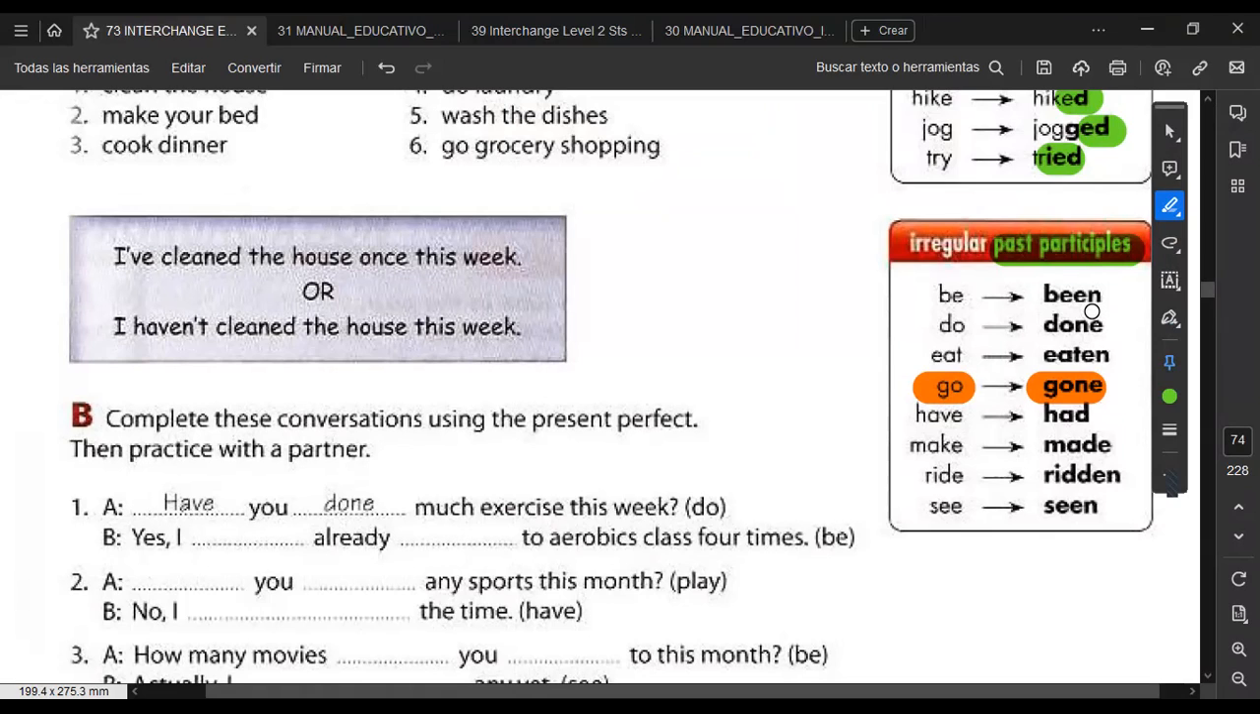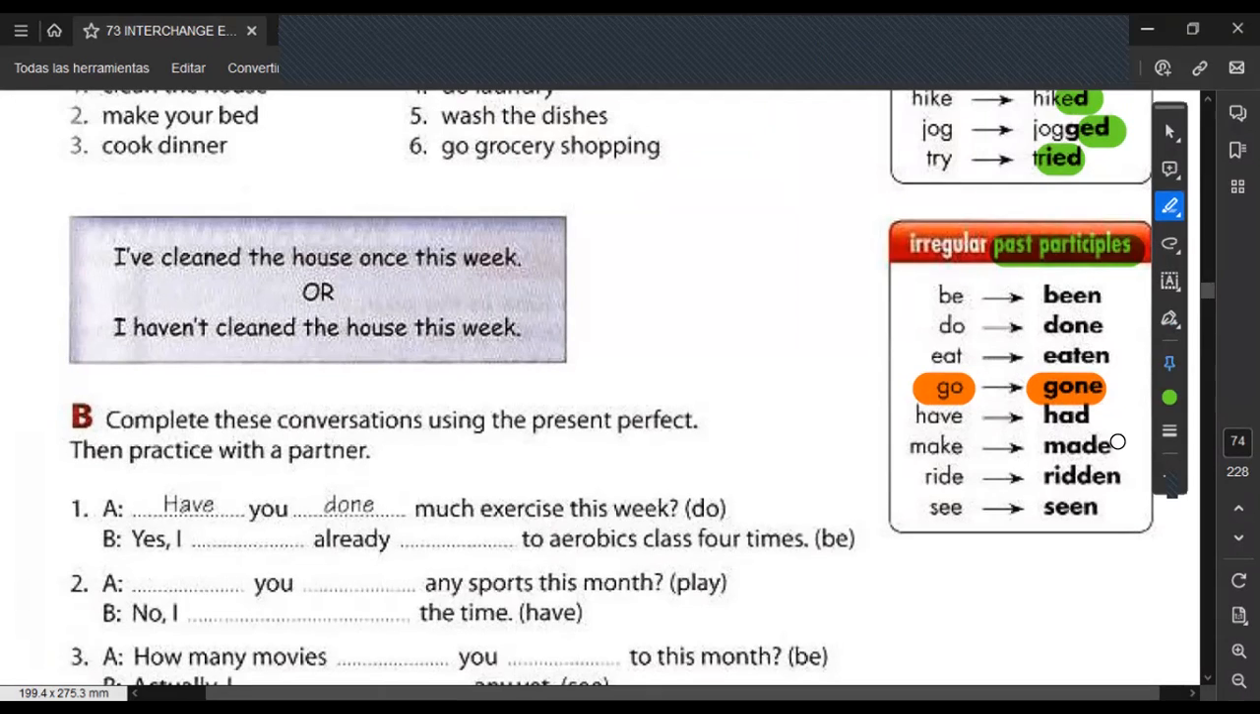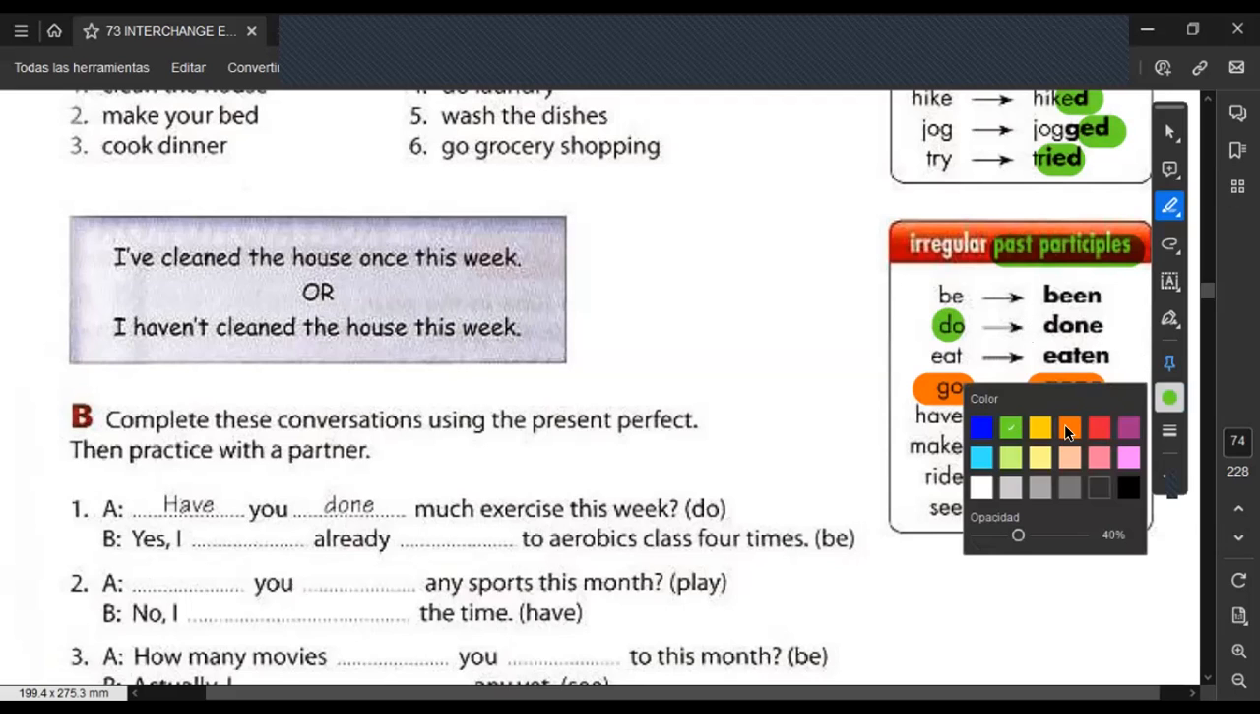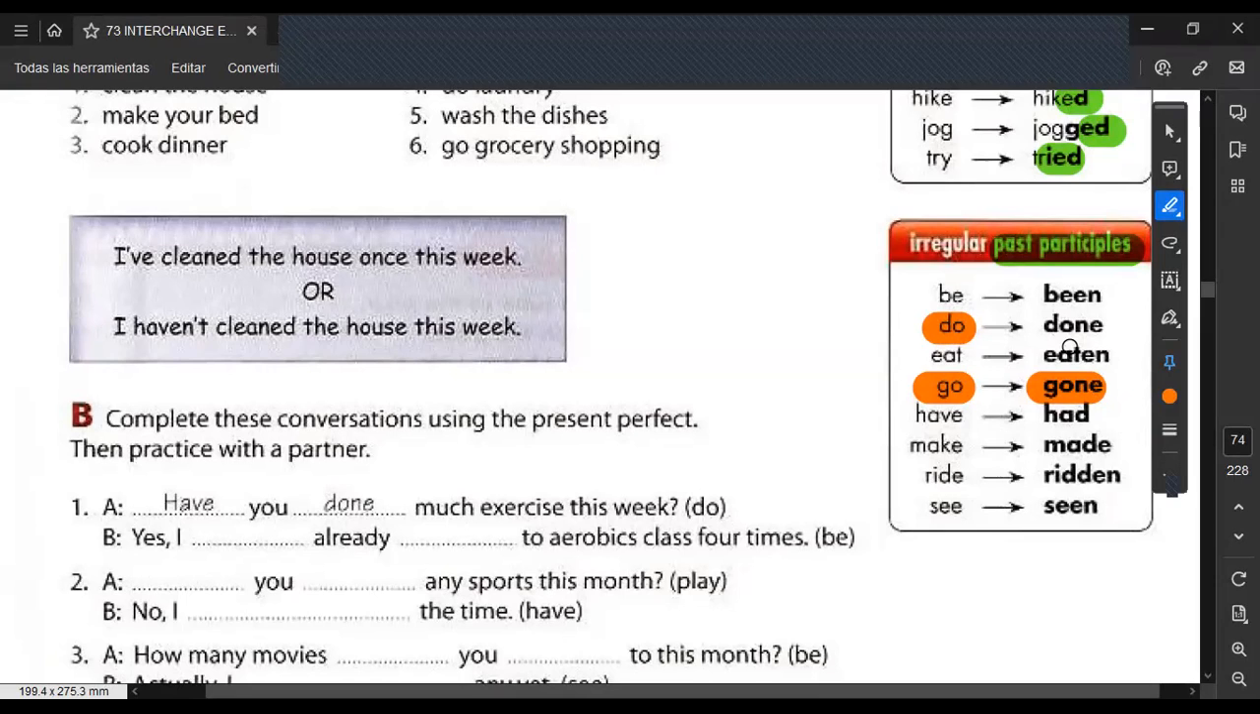Estos pasados participios, o sea, la tercera columna del listado, siempre en español van a terminar en ado o en ido. Por ejemplo, tenemos hacer. Este sería hecho, ¿verdad? Yo he hecho. Entonces, yo hago, por ejemplo, I do my homework. Yo hago mi tarea. I did my homework. Yo hice mi tarea. Pero en presente perfecto usamos el pasado participio. Yo he hecho. I have done my homework.